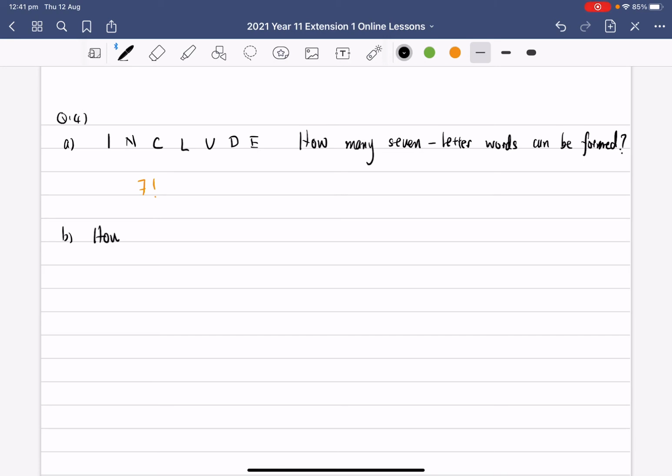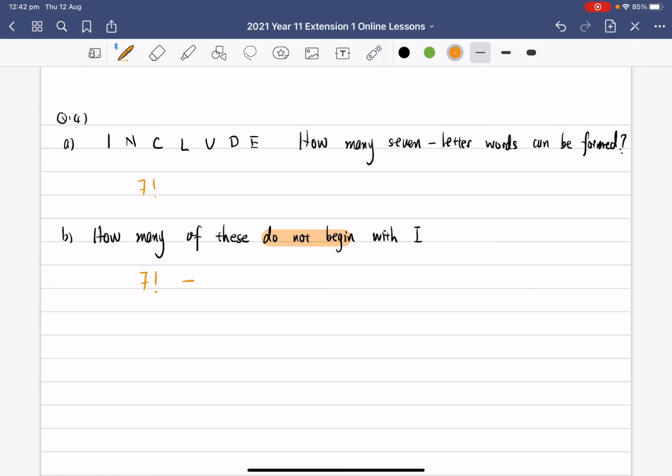Now the second question asks how many of these do not begin with I? Whenever I see "does not begin", I'm thinking about a complementary event. So let's find out how many of them do begin with the letter I, and then use the total, which is 7 factorial, minus the number that begin with the letter I.